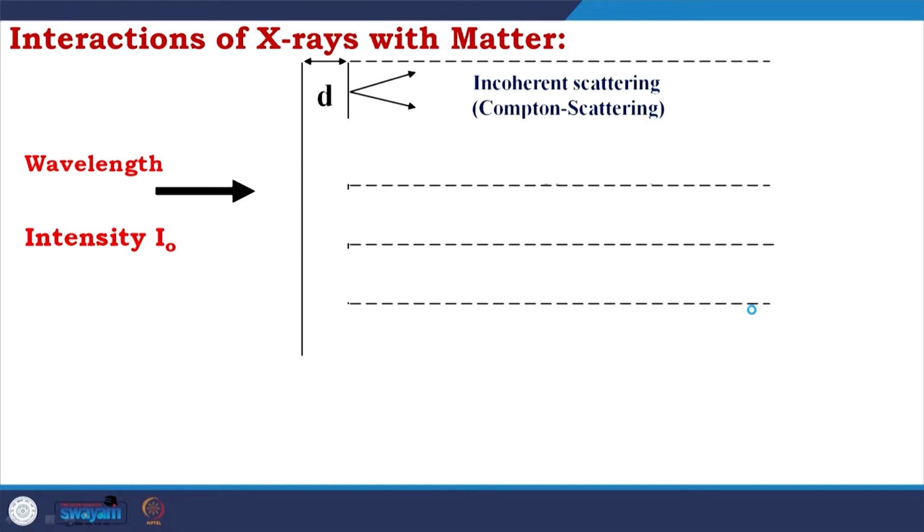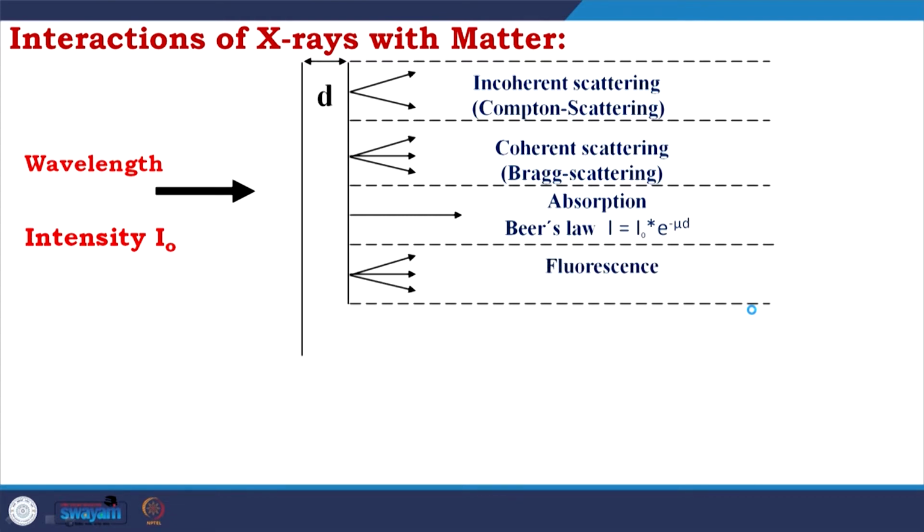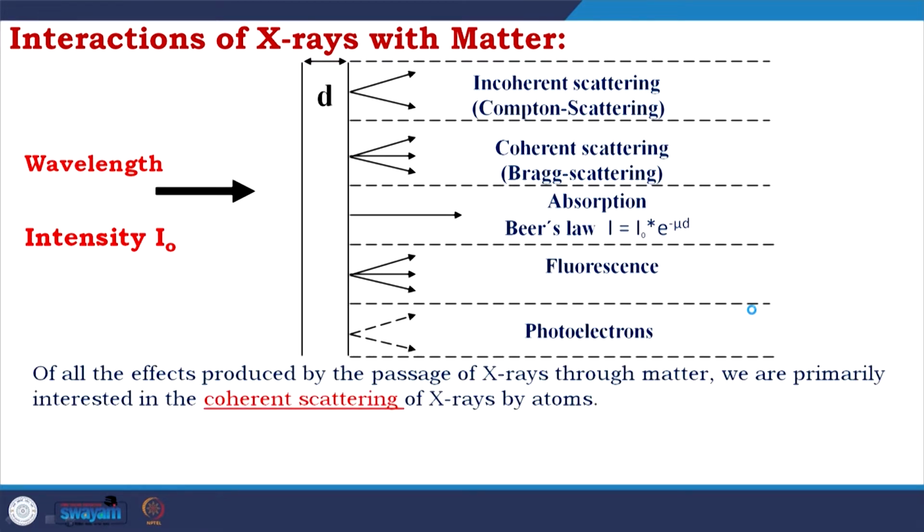There are several phenomena like incoherent scattering, which is also known as Compton scattering; coherent scattering, which is Bragg scattering, which we are interested in; absorption, which follows Lambert-Beer's law; fluorescence; and photoelectrons. Of all the effects produced by the passage of X-rays through matter, we are primarily interested in the coherent scattering, as I told, that maintains Bragg's law.